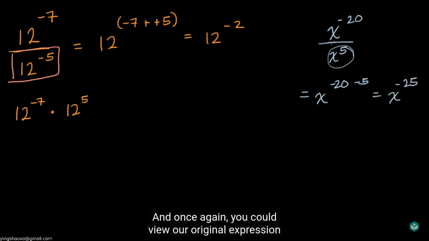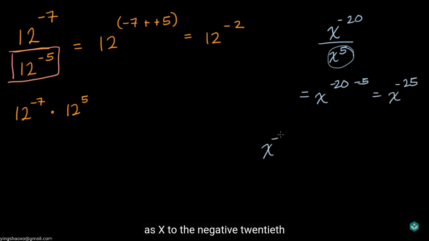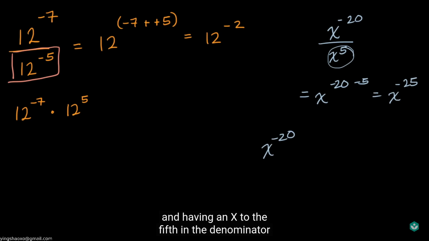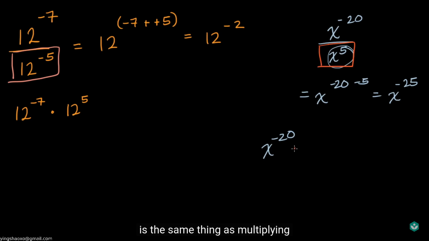And once again, you could view our original expression as x to the negative 20th, and having an x to the 5th in the denominator, dividing by x to the 5th, is the same thing as multiplying by x to the negative 5. And so here, you just add the exponents, and once again, you would get x to the negative 25th power.